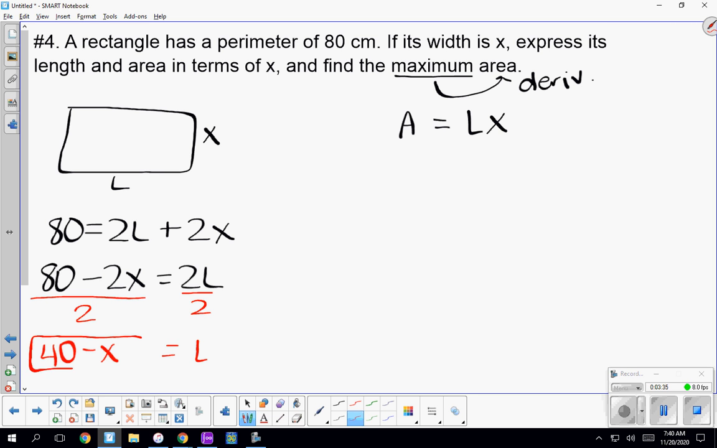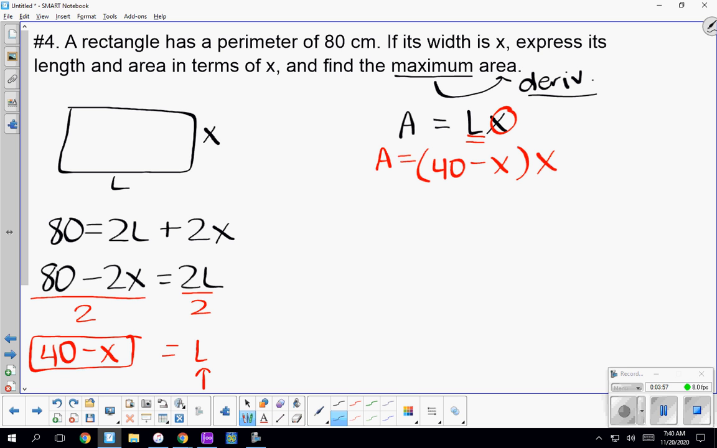And now we're just using the method of substitution. We're going to plug that in for L into my area equation. So instead of L, we're going to have 40 minus x, and then this x is still there. And now we have an equation with only one independent variable. That's what we're going to take the derivative of. We're going to prove that it really is a maximum, and then we're going to answer the question.